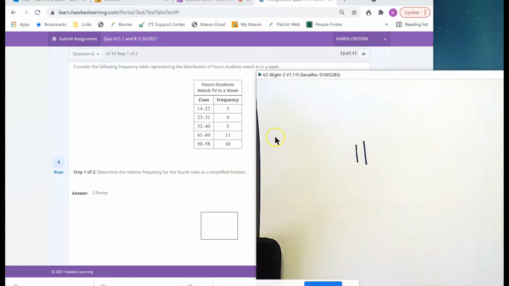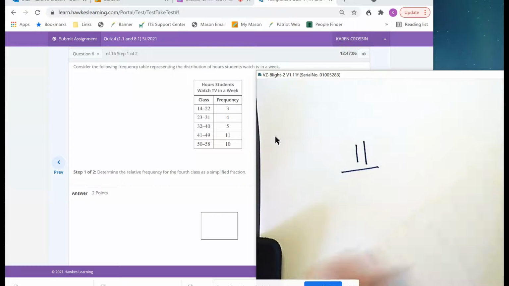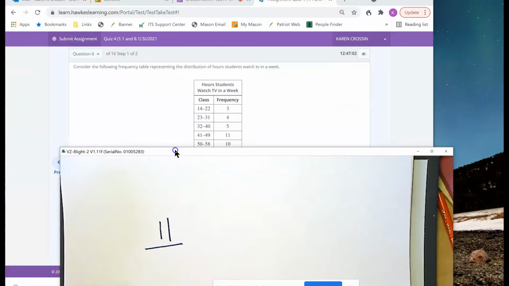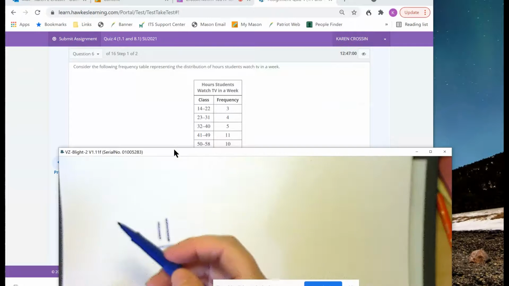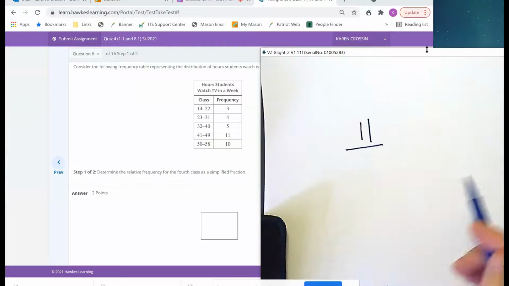So if it needs to be out of everybody, what do we do to find everybody? Add them all up. Together. So now I'm going to come over here and I'm going to add them all up because I like to add them all up underneath so I can go like that in my head. And I'm going to add backwards because I feel like that's easier. So 10 plus 11 is 21, plus 5 is 26, plus 4 is 30, plus 3 is 33. Did you guys get that? Mm-hmm. Okay, good, because again, don't trust my math.